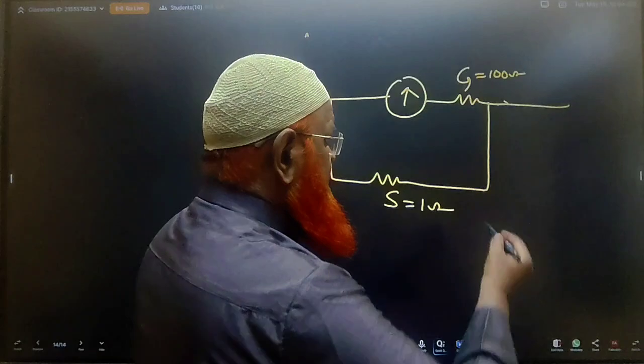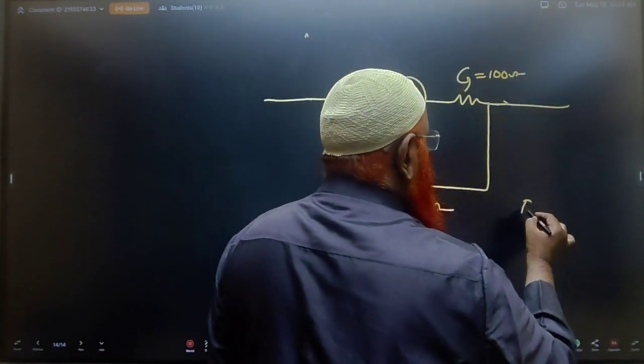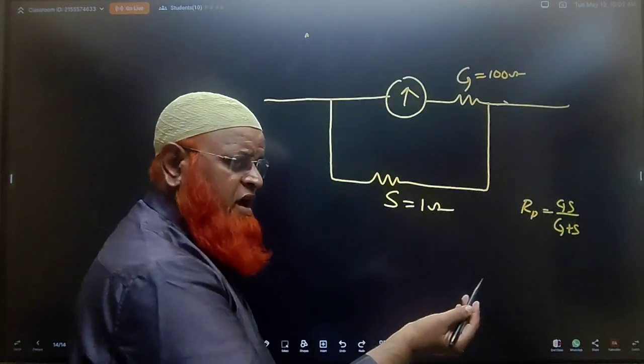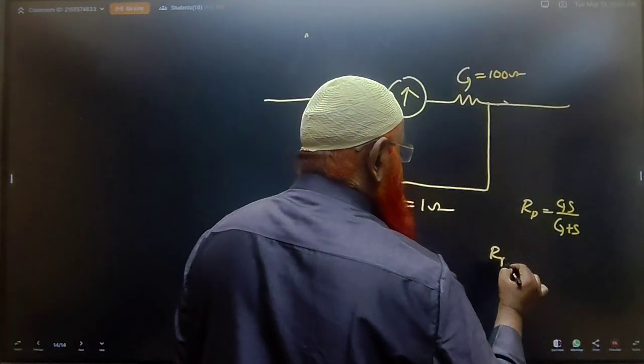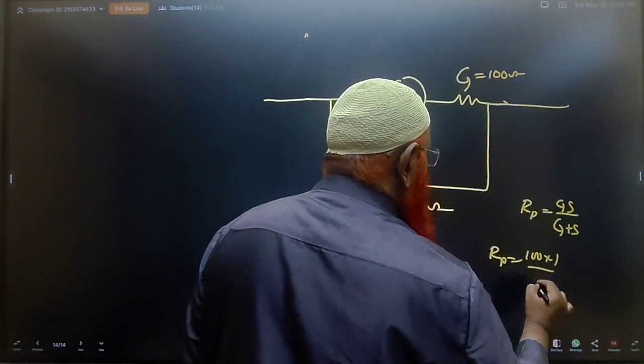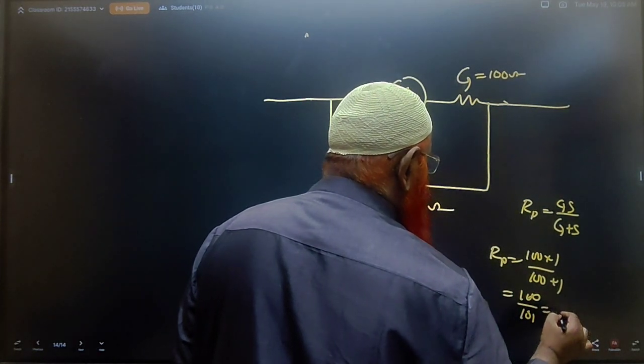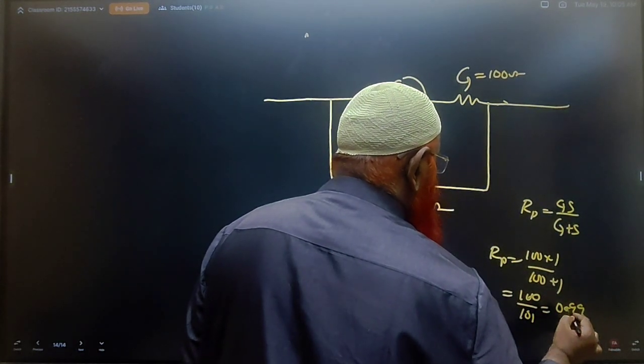How much difference? Now these two are parallel. So R parallel is equal to G into S by G plus S, like R1 R2 by R1 plus R2. So the parallel resistance is 100 into 1 by 100 plus 1, which is 100 by 101, which is less than 1.